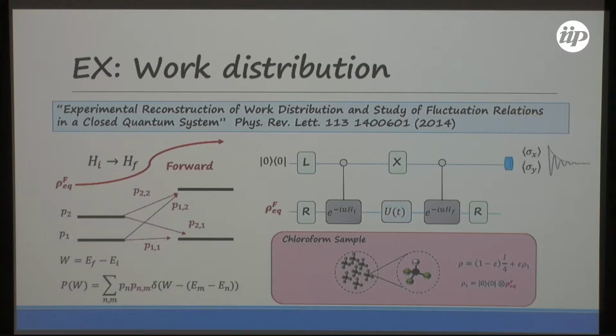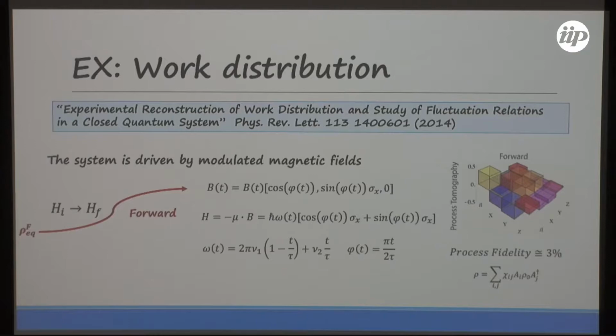What we have done here is use the chloroform sample. One qubit, for example the carbon, is initialized in some Boltzmann distribution. I can initialize the system with the Boltzmann distribution that I want. And the second system is initialized in this state here. With that, you can perform the circuit and measure the characteristic function with the same experiment.